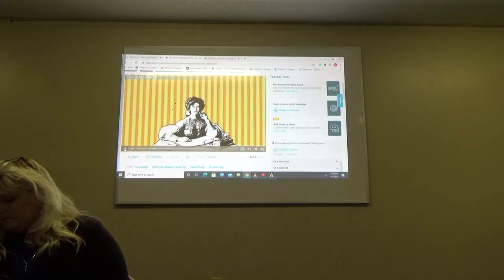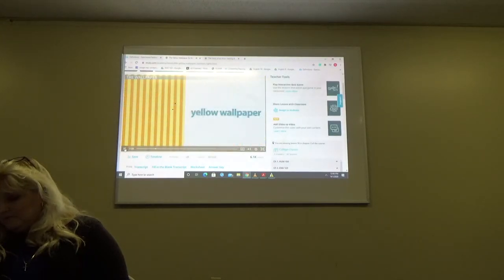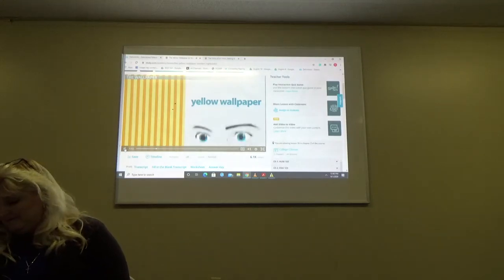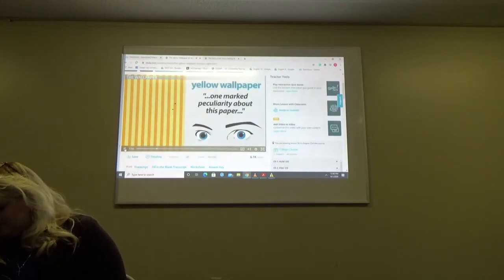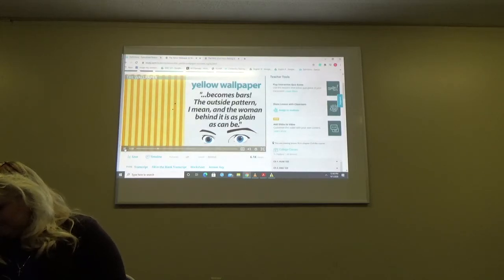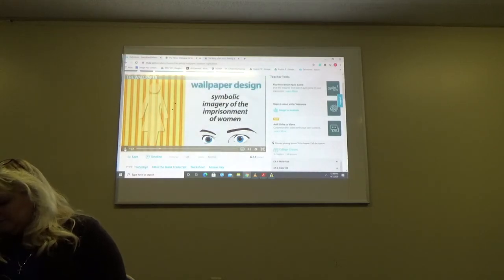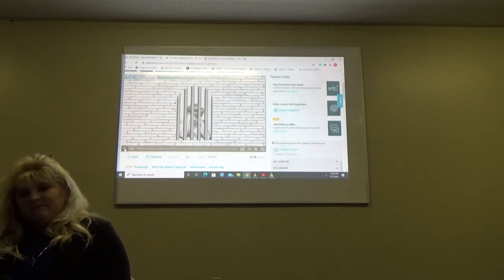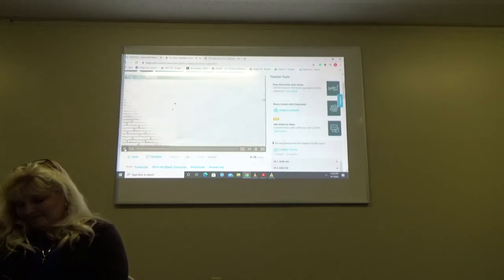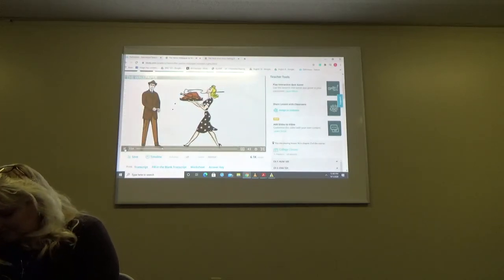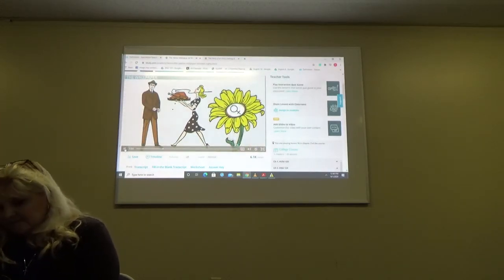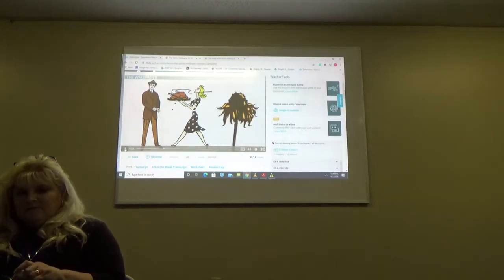The room in which the narrator stays is covered in yellow wallpaper. She spends quite a bit of time staring at it and finds one marked peculiarity about this paper, which upon closer examination becomes bars, the outside pattern I mean, and the woman behind it is as plain as can be. The wallpaper design serves as symbolic imagery of the imprisonment of women, much as the narrator is a prisoner in her own home. By adhering to the patriarchal expectations regarding a woman's behavior, women are prevented from any type of growth, specifically personal and artistic.